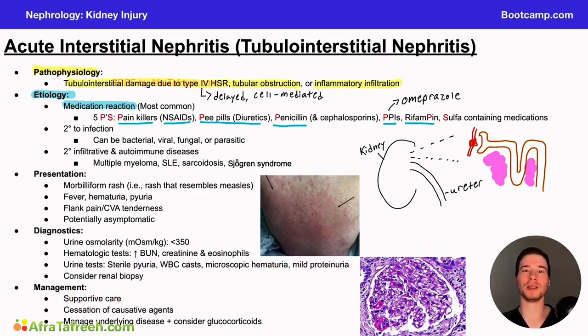So those are the 5 Ps, and then the apostrophe S is to stand for sulfa-containing medications. There are a variety of different sulfa-containing medications. These include things like sulfamethoxazole and sulfadiazine, but there are several other ones as well to be mindful of.